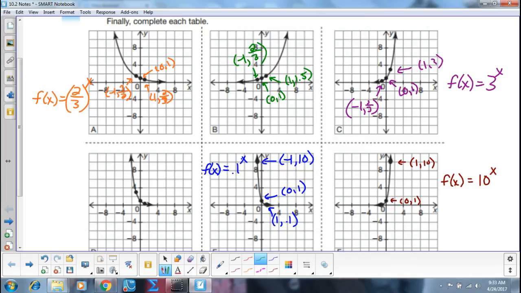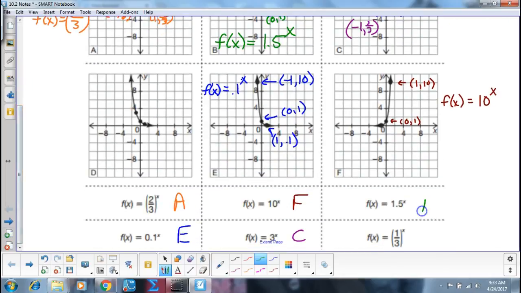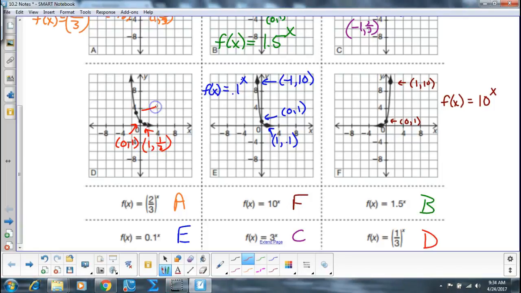Okay? So f of x here, this one would be 1.5 to the x. So that's b. Now, well, actually, I'll get into that in a little bit. So then that means that this one down here is d, and the justification here would be it goes through the point 0, 1, it goes through the point 1, 1/3, and it goes through the point -1, 3.